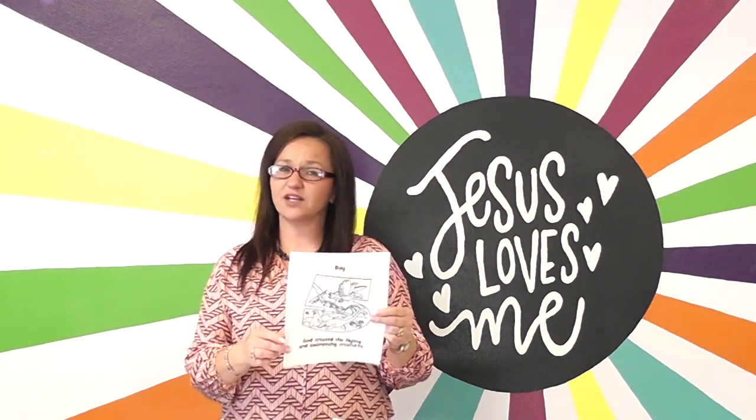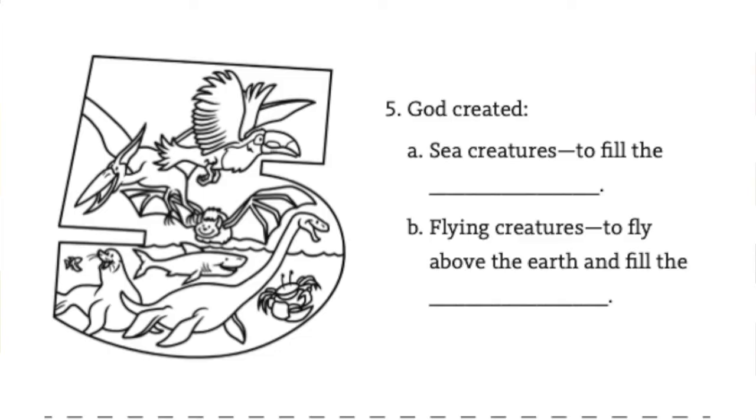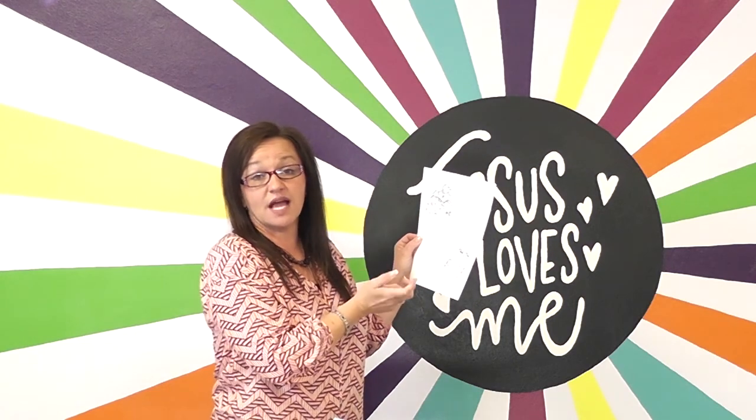You guys did a great job. You thought of some wonderful creation, amazing things that God has created. He's so powerful and creative, isn't he? I just get amazed. All right, let's fill in our notes for day five. It says God created sea creatures to fill the seas, right? S-E-A-S. And B, flying creatures to fly above the earth and fill the air, right? A-I-R. It says flying creatures because not all things that fly are birds, right? Like bats, they're not birds, but they fly in the sky.